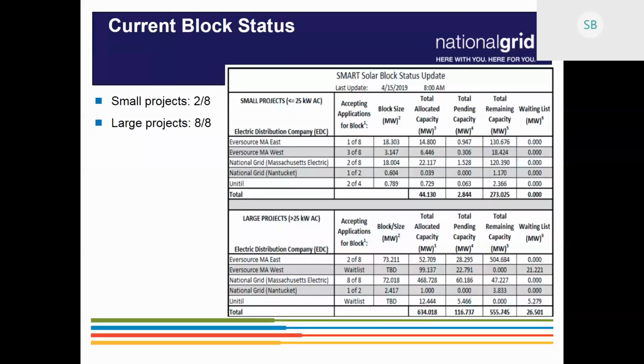And for the large projects, which are larger than 25 kW, we're already in block 8 of 8. So once it gets filled up, there's going to be a wait list. If a project earlier on maybe drops out or gets kicked out for some reason for the application, then there may be room for a new project to join. But we're almost at the capacity for large projects. And we are not sure yet what the decision will be in terms of adding new blocks to the end. We're still waiting on the department to make that decision.